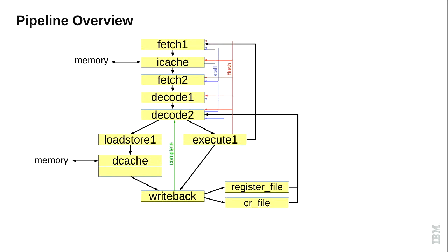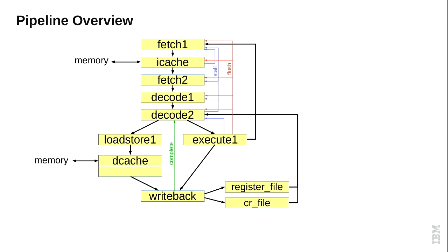Okay, so then just looking at the overall structure of the pipeline, this is similar to the diagram that Anton put up before. Fairly straightforward pipeline. We have fetch 1, the iCache, so then fetch 1 generates an address, the iCache gets the instruction and passes that down. Decode 1 and decode 2 work out what the instruction is doing. Decode 2 reads stuff from the register files and passes that down to either load store 1 or execute.